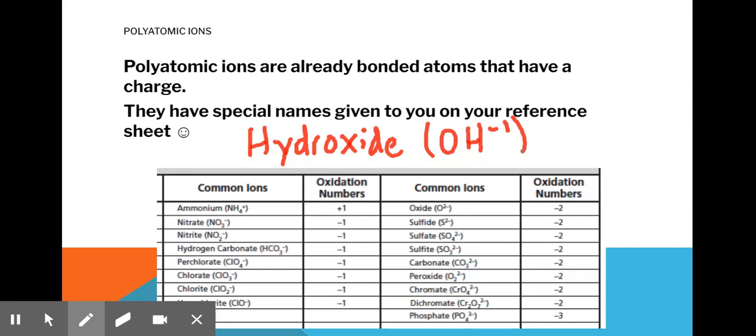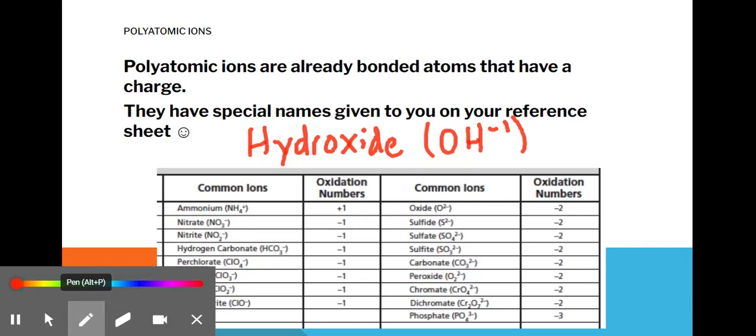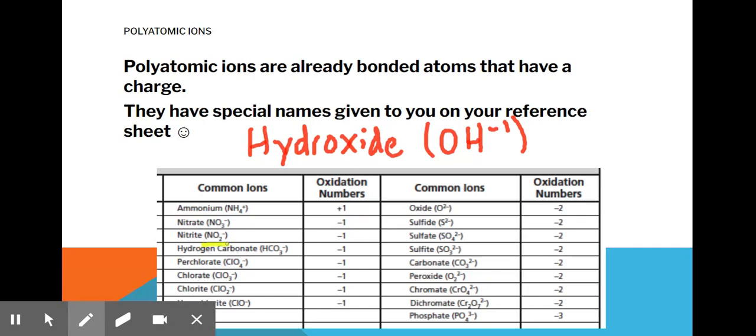Notice, by the way, that on your table here, they don't always give you the -1. In fact, they usually just do a negative in the chemical formula itself, even though they tell you as an oxidation number it's -1. If it's just the negative sign, but you don't write the 1, that means -1.